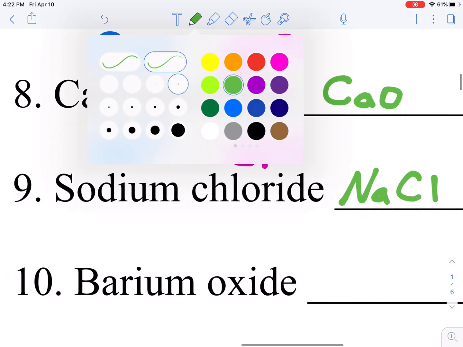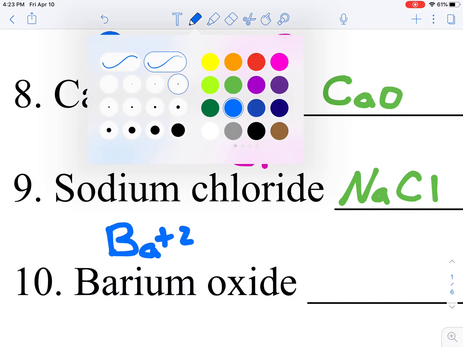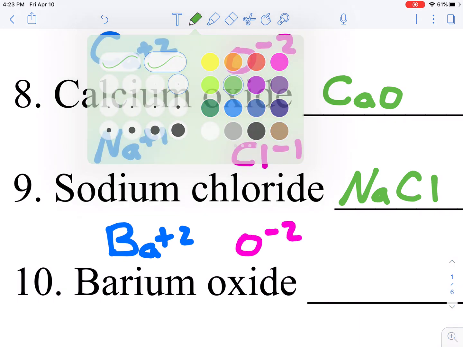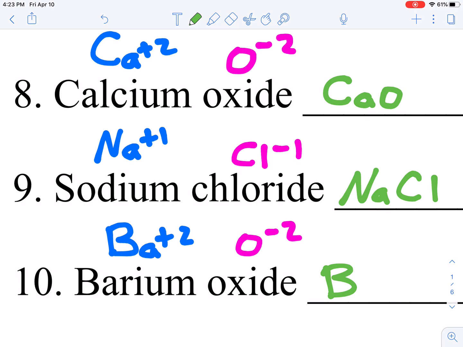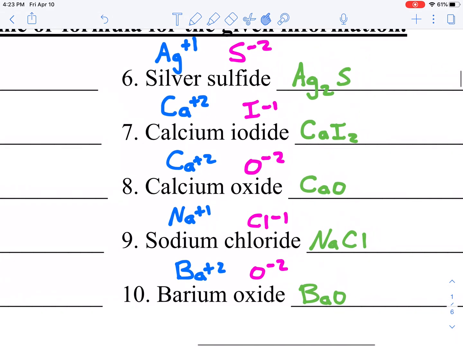And finally, barium oxide. Ba is barium, and it has a +2 charge. Oxygen, or oxide, is O-2. So again, one of each of those makes for a neutral compound, so BaO. And notice I'm not writing down a subscript for 1. It's assumed that if you don't have a subscript, there's one of those atoms.